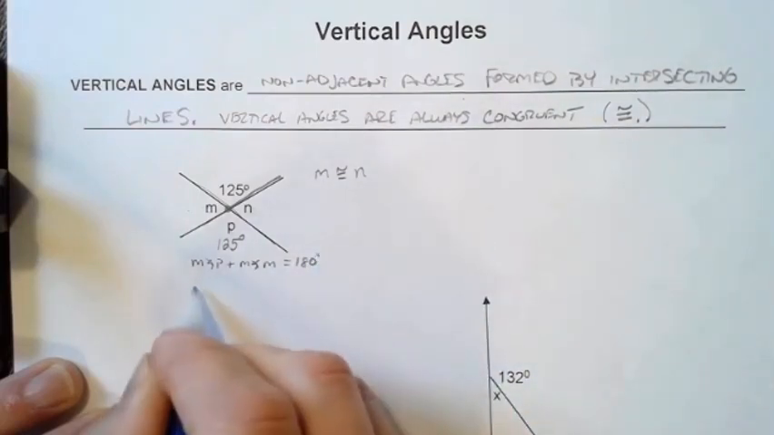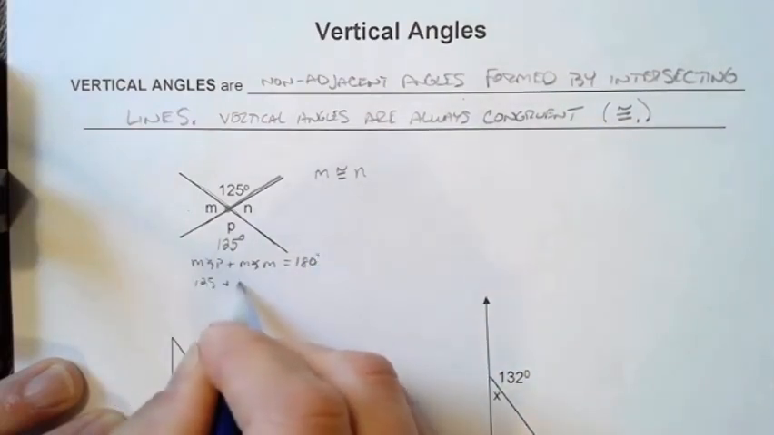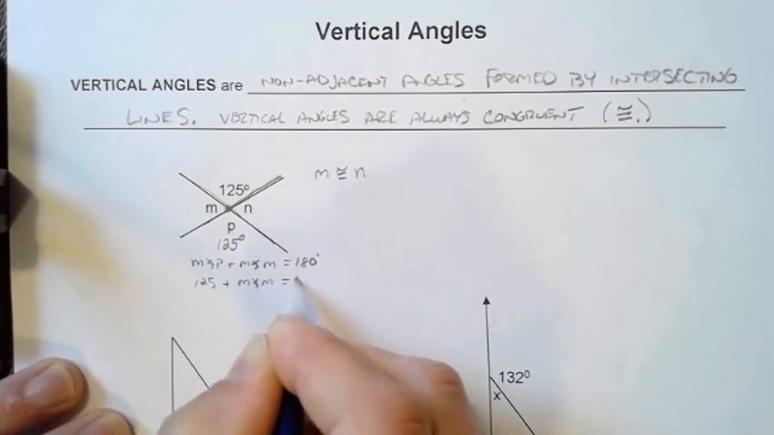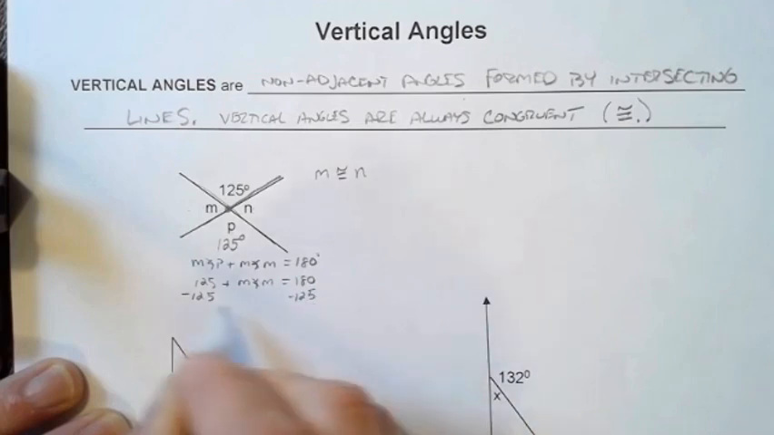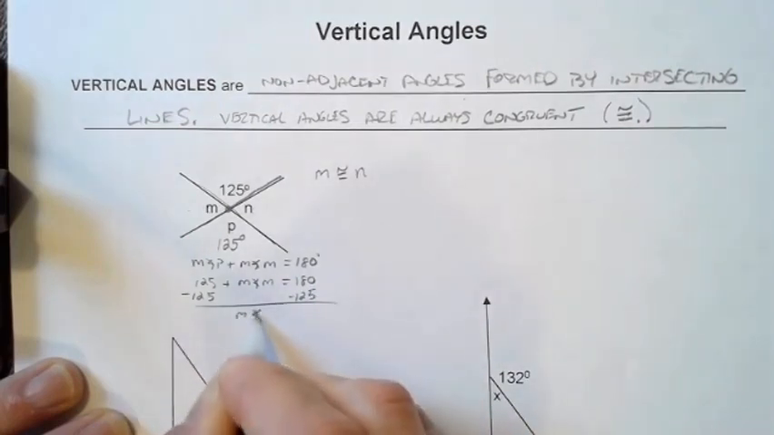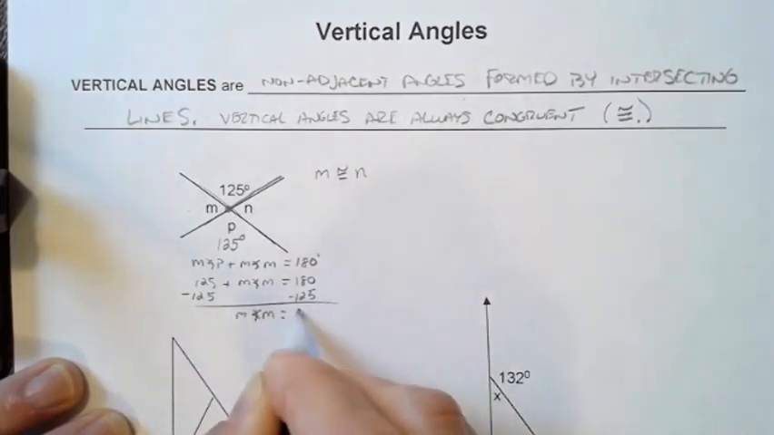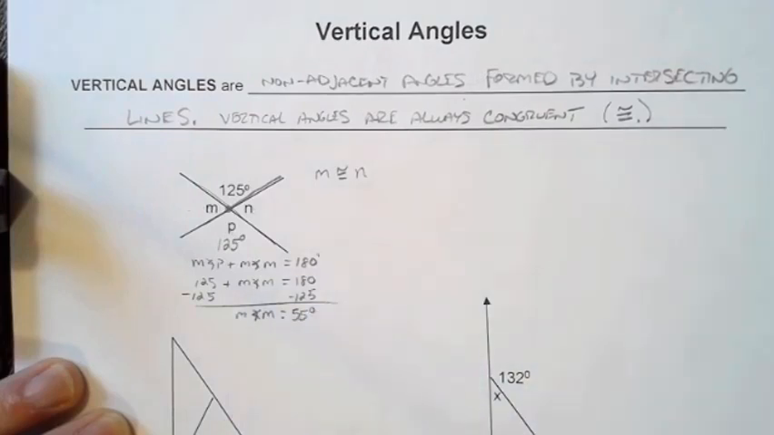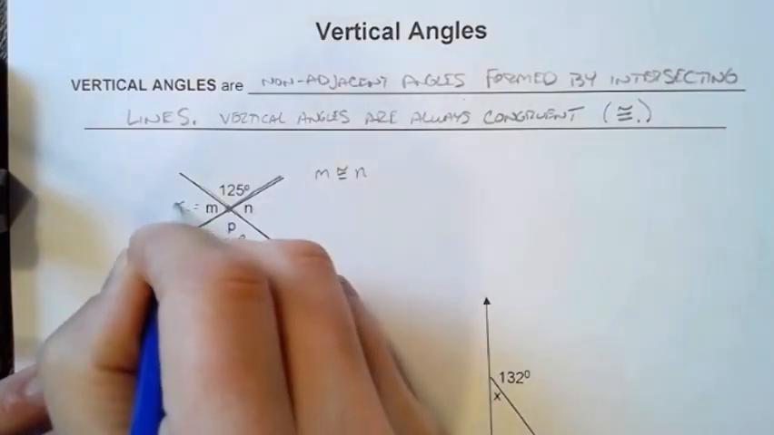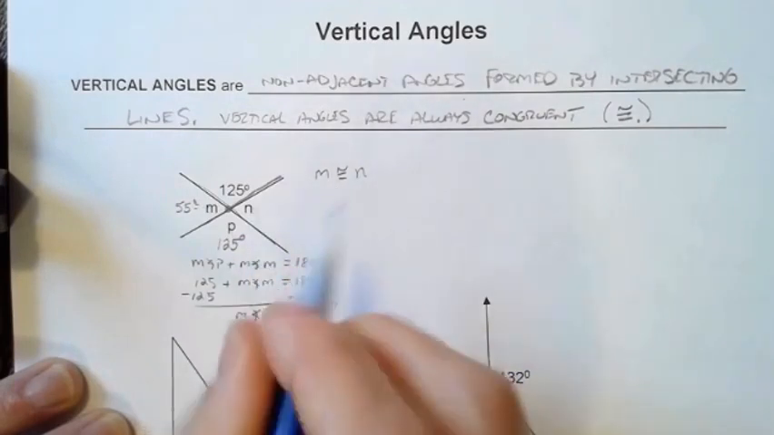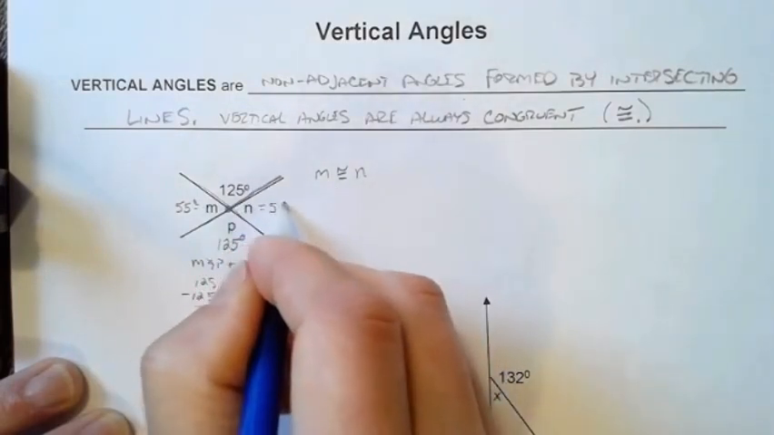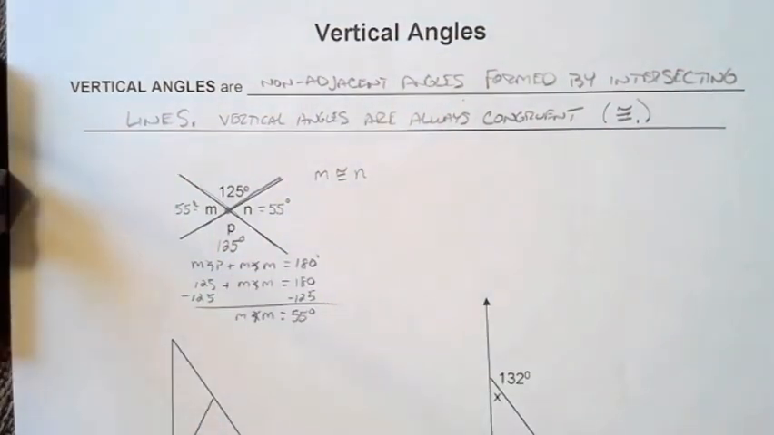Well, I know that angle P is 125 degrees plus whatever the measure of angle M is, which equals 180. So if I just subtract 125 from each side, then I know that the measure of angle M is going to have to be 55 degrees. So this is a 55-degree angle. And because angles M and N are congruent to each other, angle N must also be 55 degrees.